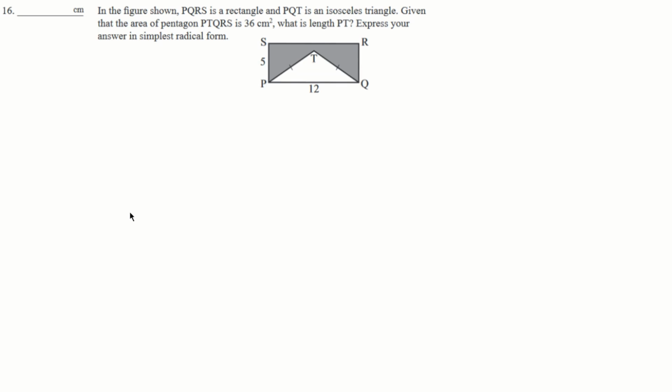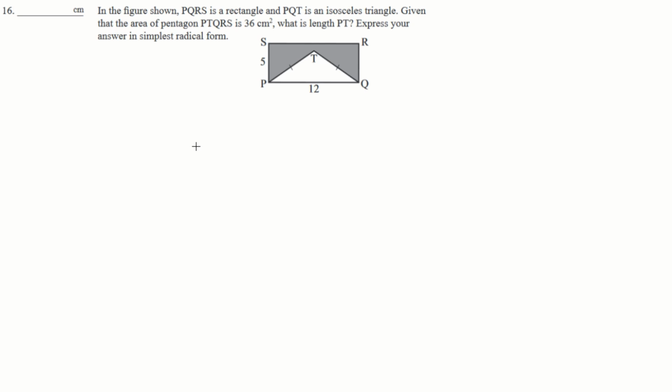Hello everyone, today we're going to be solving question number 16 and 17 from the 2023 Mathcounts State Level Sprint Round. Question 16 reads, in the figure shown, PQRS is a rectangle and PQT is an isosceles triangle. Given that the area of pentagon PTQRS is 36 centimeters squared, what is the length PT? Express your answer in simplest radical form.